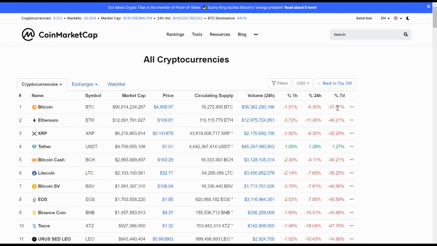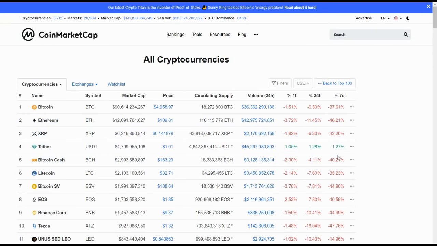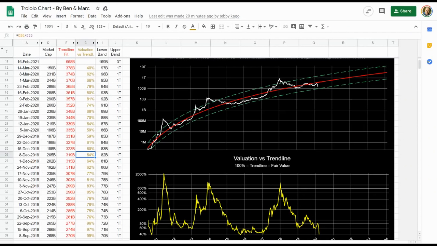Look at 7 days, 40% correction. So 37%, 46, 32, 40. But you can see there's not much difference here. It's amazing how Bitcoin Core made about the same amount of correction as others. Tezos made a bigger correction, but also went up a lot more in the past half year. So that's very interesting. Let's look at other indicators.